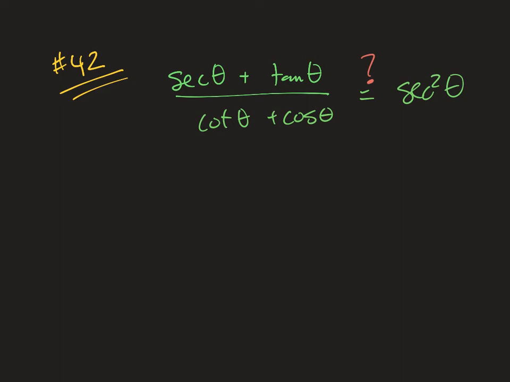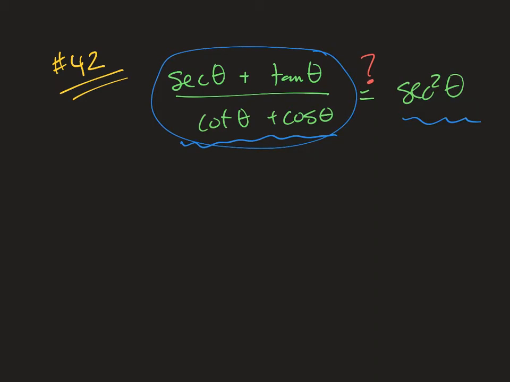In problem 42, we're asked to decide whether or not this green identity is true or false. In other words, does the left side, when simplified, equal secant squared of theta? And so what we're going to do is work on this left side and see if we can simplify it down to secant squared of theta.